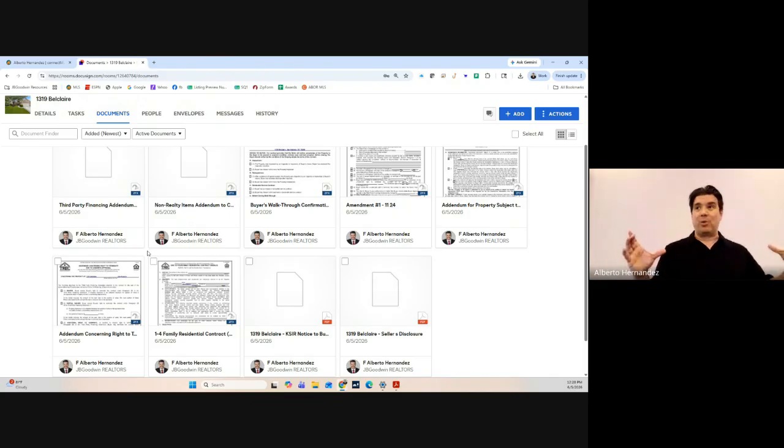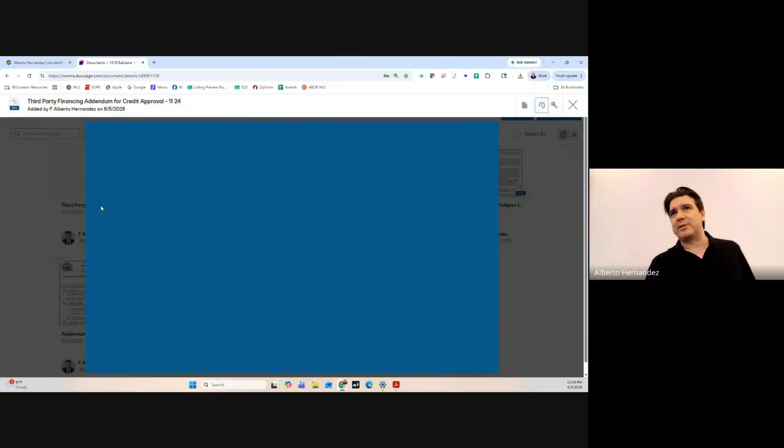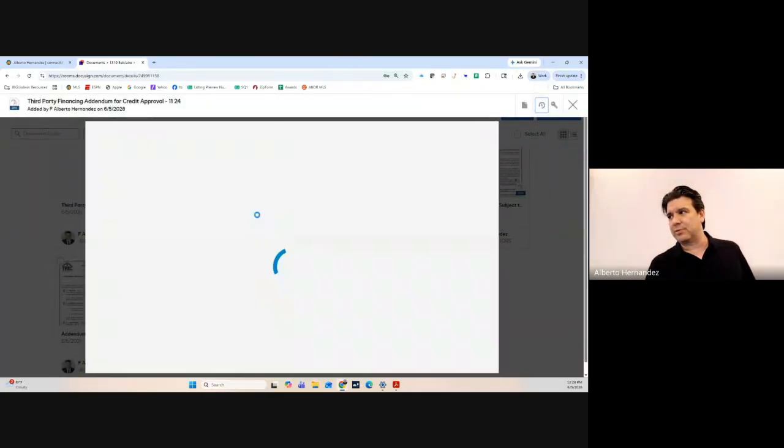Don't send me a zip file of it with like 6 documents all in a zip file. Just send me individual PDFs and I'll look at it that way. Okay. So let's jump into the third-party financing addendum. We'll knock out the rest of these in less than 30 minutes because they're all 2 pages or less.